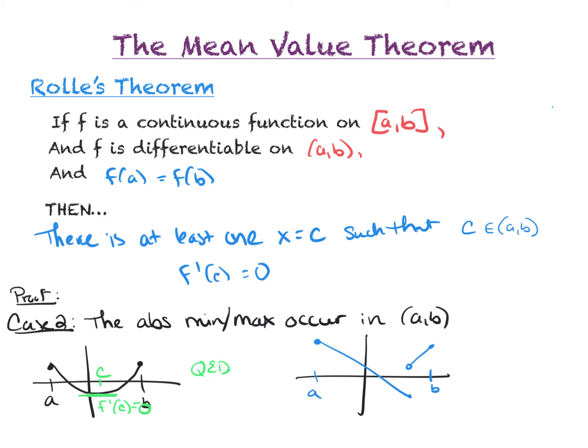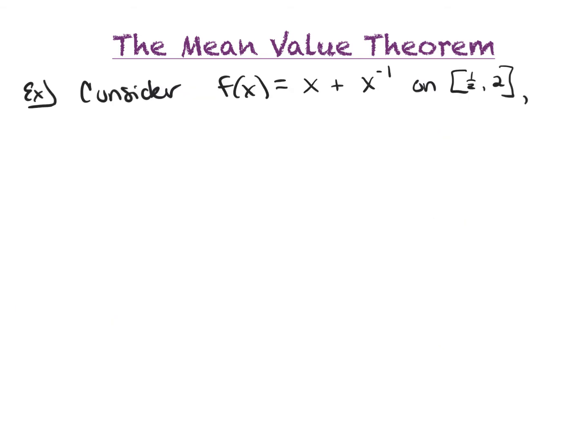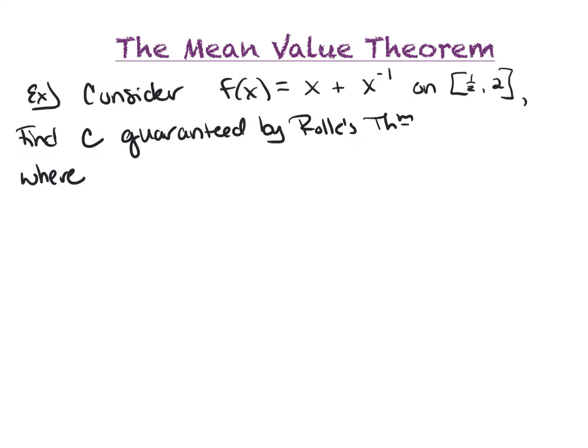Let's try a problem that uses this. Let's look at the function f of x is equal to x plus x to the negative 1 on the closed interval 1/2 to 2. And the problem that we're going to be asked to do is to find the c value guaranteed by Rolle's theorem where f prime of c should be equal to 0. Okay, the first thing that we need to do just before starting this problem is, if we're going to use Rolle's theorem, verify the three conditions that are required by Rolle's theorem are met.